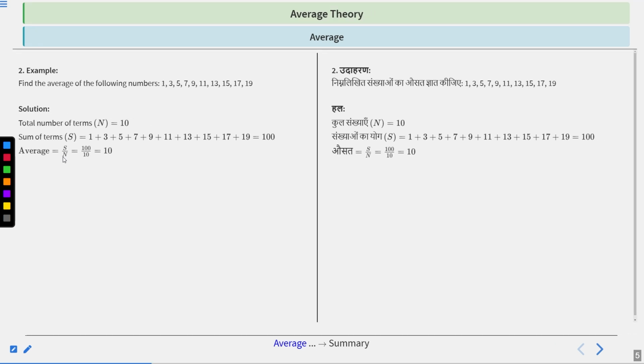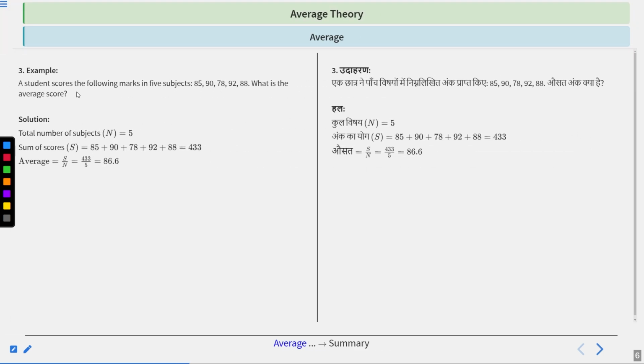For example, next one, find the average of the following numbers: 1, 3, 5, 7, 9, 11, 13, 15, 17 and 19. These are all odd numbers and the number of terms is 10. The sum of the terms, 1 plus 3 plus 5 plus 7 plus 9 plus 11 plus 13 plus 15 plus 17 plus 19, becomes 100. Average is the sum of the terms upon the number of terms, so 100 upon 10 gives the average, which is 10.